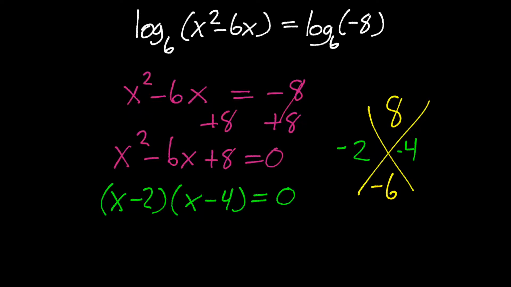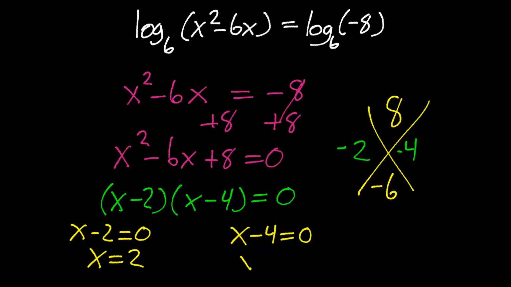Now, what are our answers? That's what we need to get. Well, since in any equation, if it's equal to 0, this piece either has to be 0 or this piece has to be 0. So let's start with the left one. x minus 2 equals 0, so x must equal 2. Same with the second piece. x minus 4 equals 0, so x must equal 4.